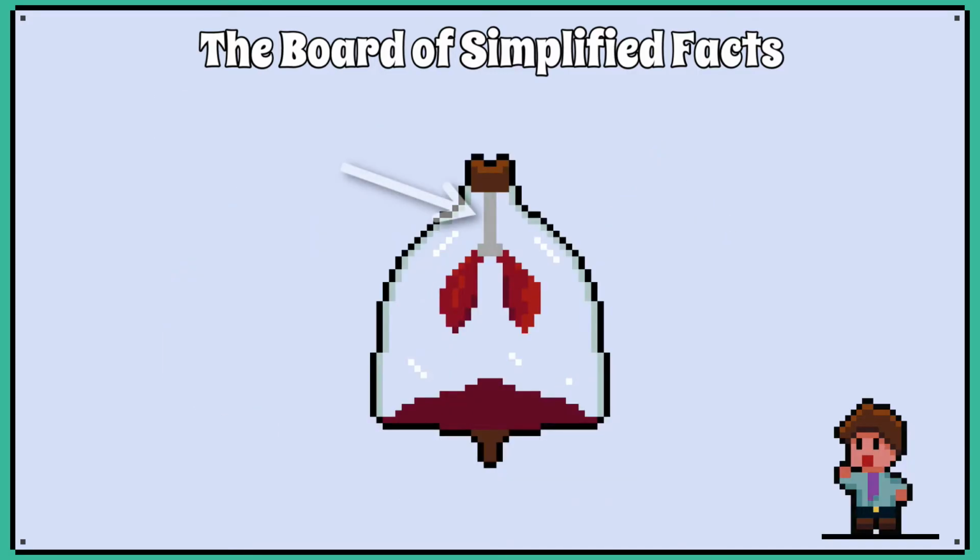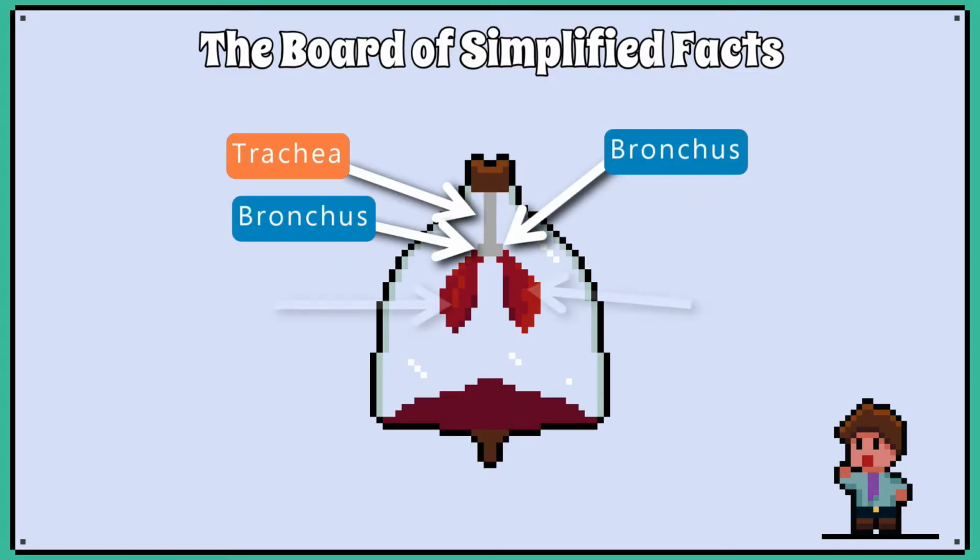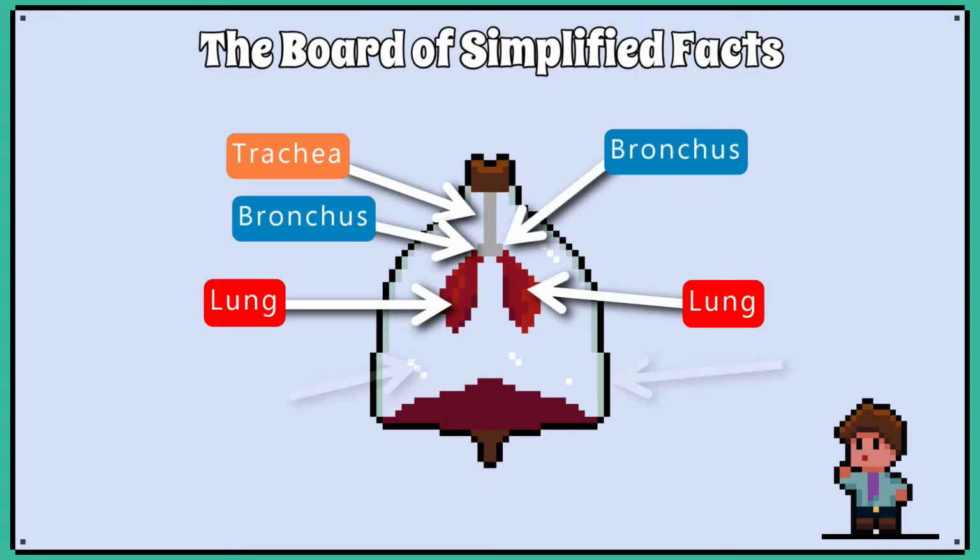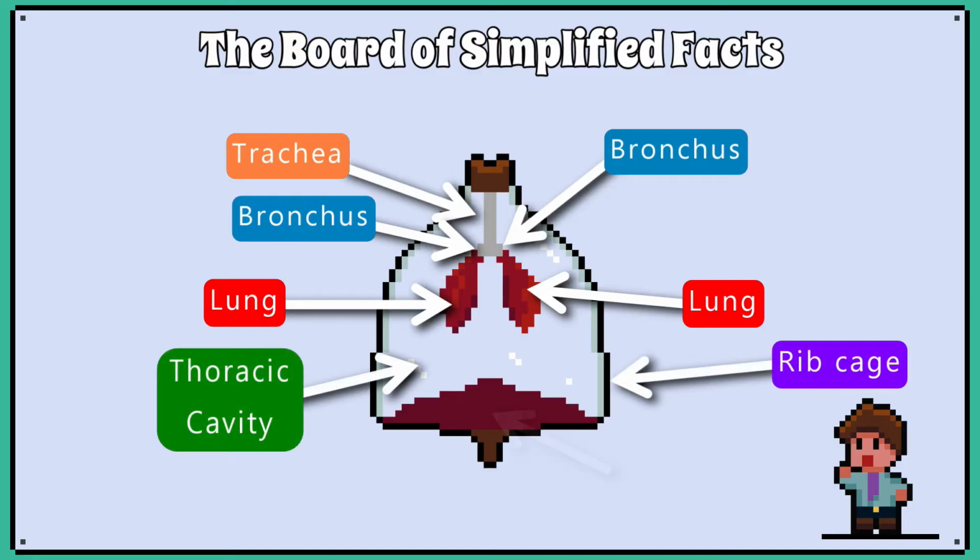The tube entering the bell jar represents the trachea, which then splits into the bronchi. The balloons represent the lungs. The bell jar casing represents the rib cage. The rubber sheet represents the diaphragm.